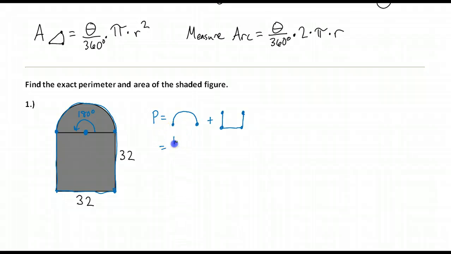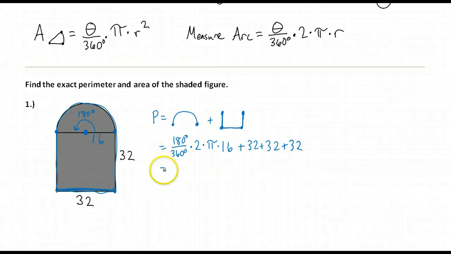So my formula is going to be 180 degrees out of 360 degrees times 2 times pi times my radius. Well, if this length is 32, my radius is going to be half of that, 16. Plus this length and this length and this length, which is 32 plus 32 plus 32. So I'm going to do this math.